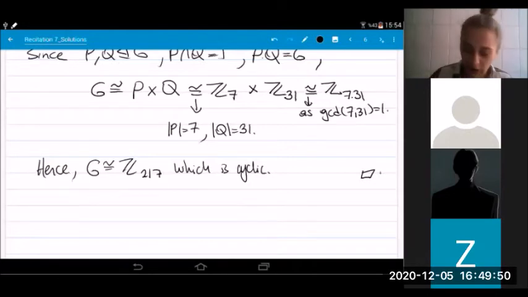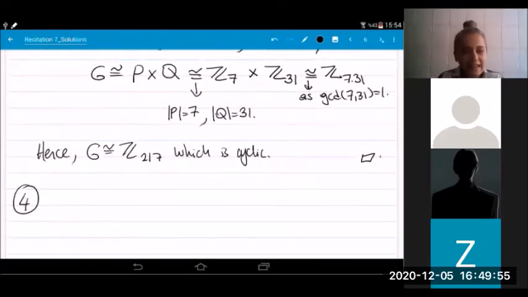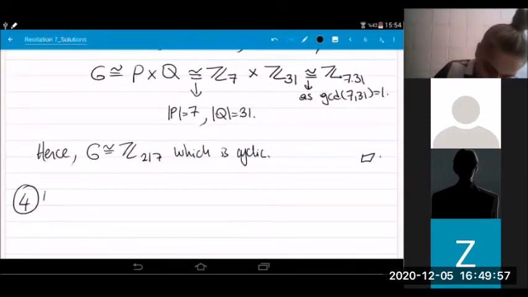Up to me. Okay, I'm going to solve it. The first one. Let G be an abelian group.